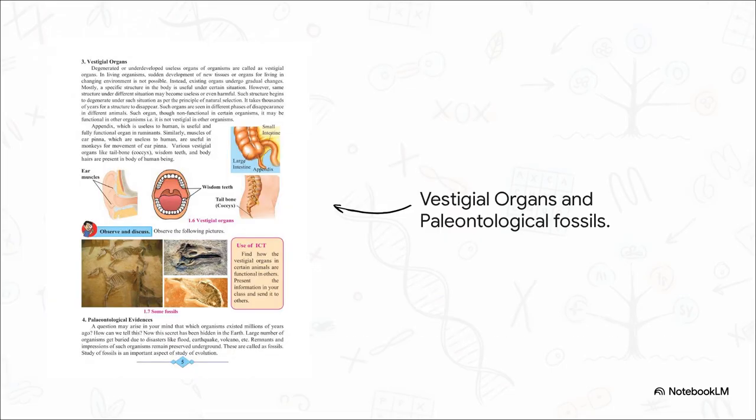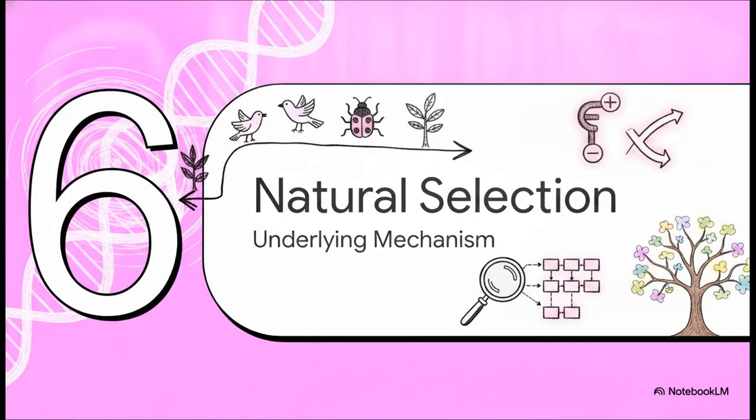We also find clues right inside our own bodies, through vestigial organs. These are evolutionary leftovers, like the appendix or wisdom teeth, that are useless to us now but were functional in our ancestors. And of course, deep underground paleontological fossils give us a direct window into organisms that existed millions of years ago.